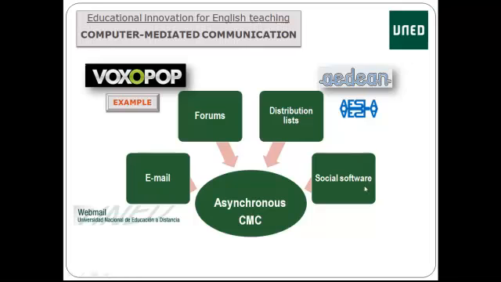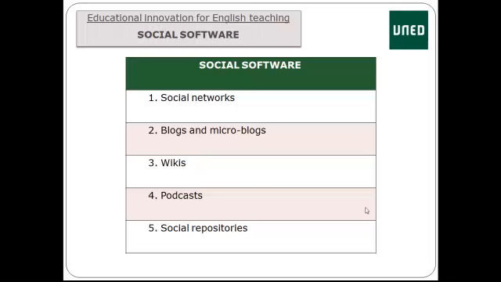We are going to have a closer look at the social software because there are many types and it's really worth stopping a little bit and paying attention to it. So we can say that there are 5 main types of social software: social networks, blogs and microblogs, wikis, podcasts, and social repositories.